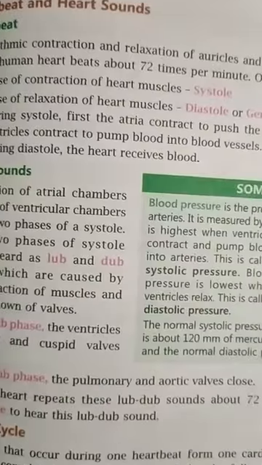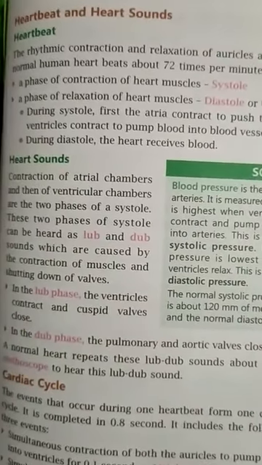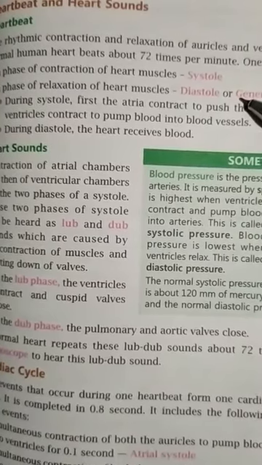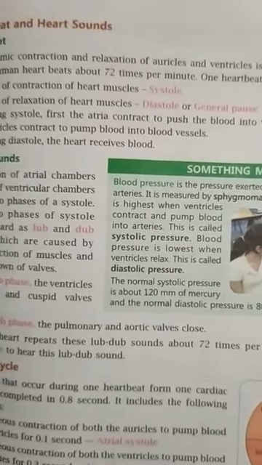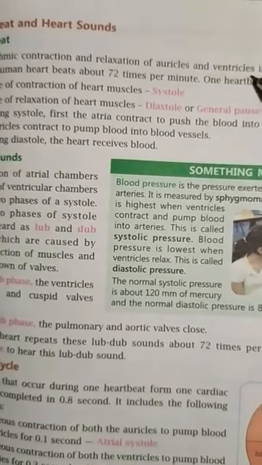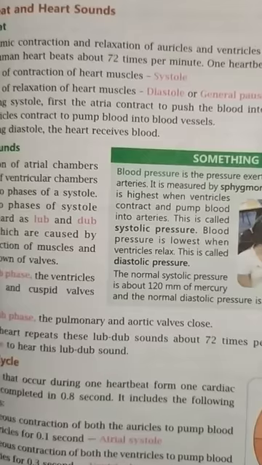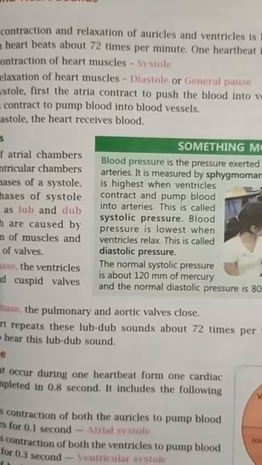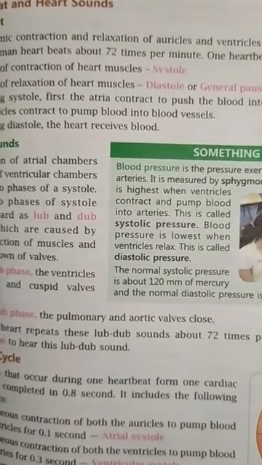Now let us see about heartbeat. Here you will study about systole and diastole. The rhythmic contraction and relaxation of auricles and ventricles is known as heartbeat. Heartbeat is the contraction and relaxation of auricles and ventricles. Whenever our heart is beating, when the upper two chambers, that is the auricles, are contracted, the lower chambers are relaxed. Similarly, this rhythmic contraction of auricles and ventricles is known as heartbeat.